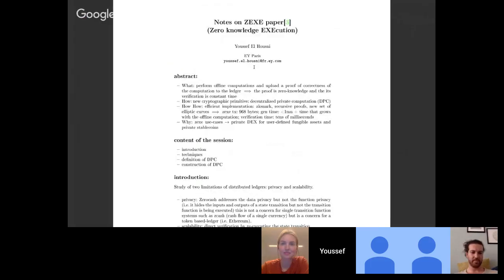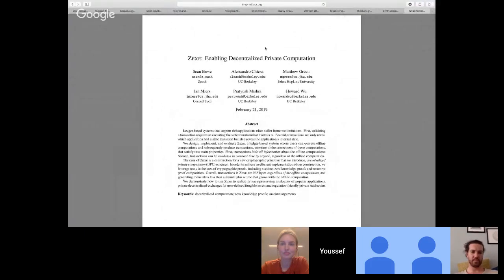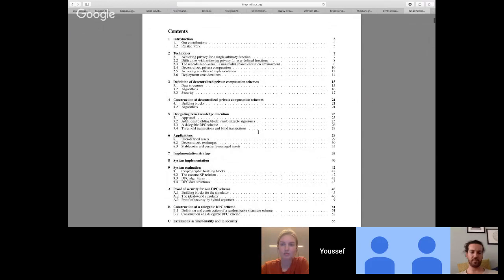Okay, so we will be talking about the ZEXE paper. This paper is written by people from academia, from UC Berkeley, Johns Hopkins University, Cornell Tech, and also from industry as well. In the first session, we covered from page 1 to page 25. We talked about the introduction, the techniques, the definition of the new scheme they have proposed called DPC, decentralized private computation, and the construction of this DPC.